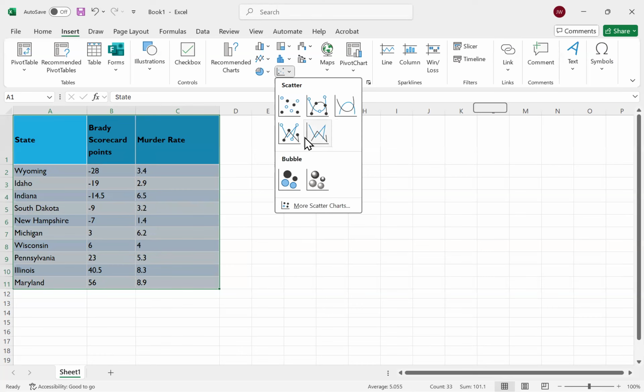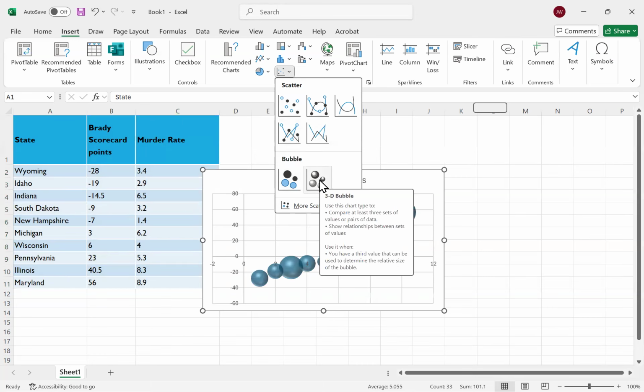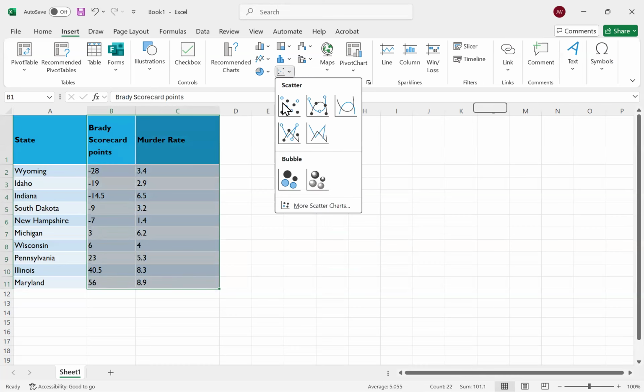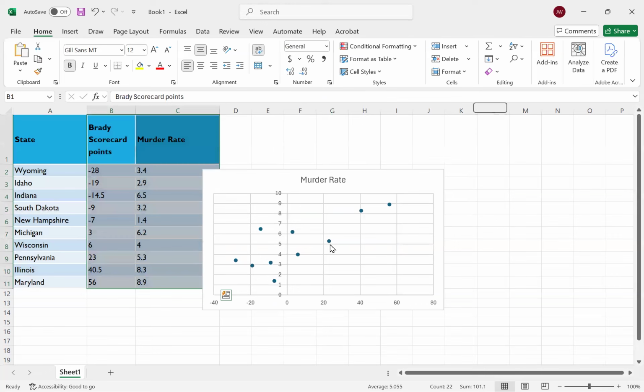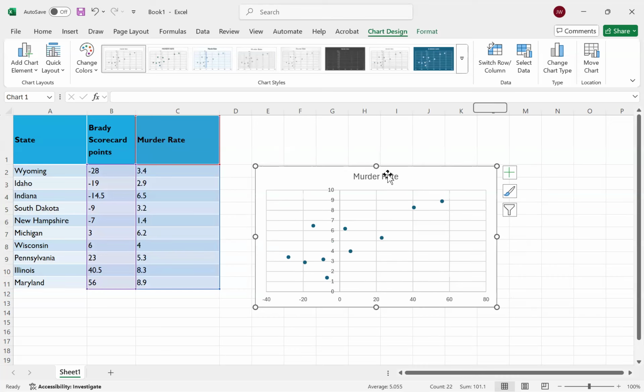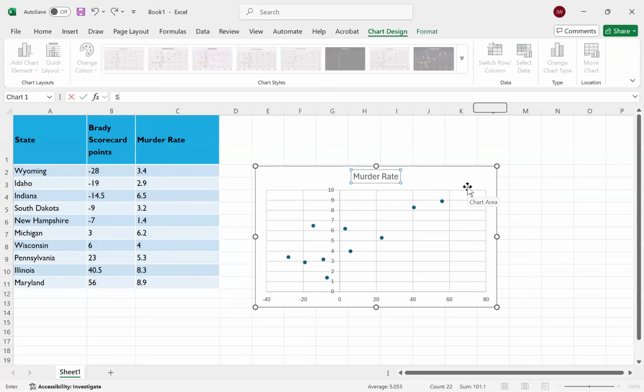Oh, this is reading it incorrectly. Let me actually highlight. I think what's happening is I'm highlighting incorrectly. Let's highlight those two things. There we go. And then once I insert that scatter plot, it looks like this. Now there's a number of different ways we can change this. I can put in any title that I want.